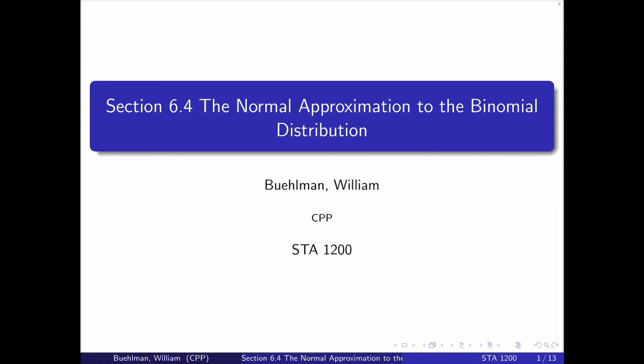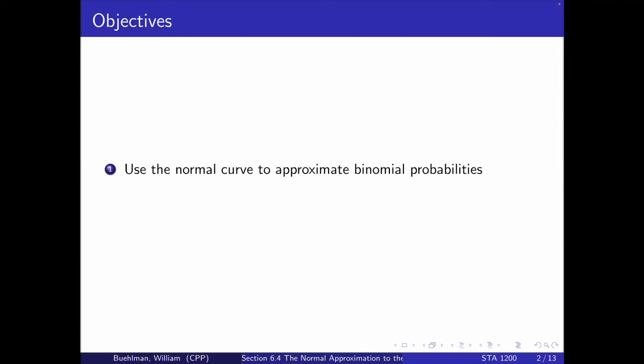I am your instructor William Buellman, and today we are covering section 6.4, the normal approximation to the binomial distribution. Our objectives for today are to use the normal curve to approximate binomial probabilities.